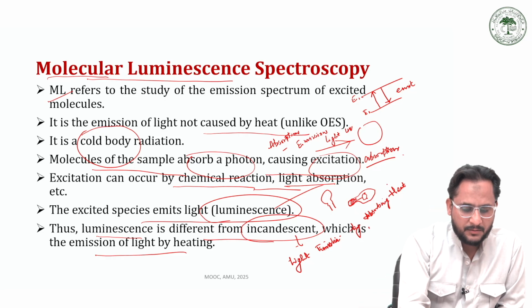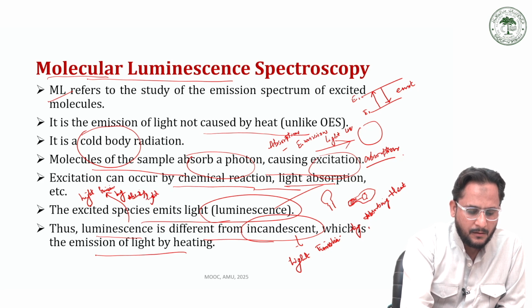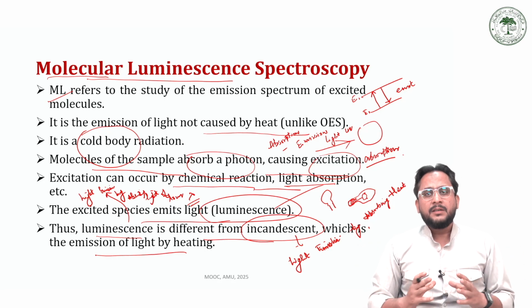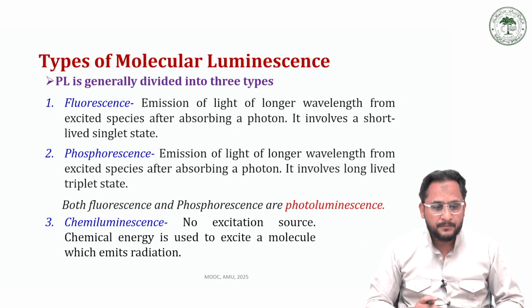while luminescence means light emission by absorbing light of lower wavelength and emitting light of longer wavelengths. So this is the difference between incandescence and luminescence.